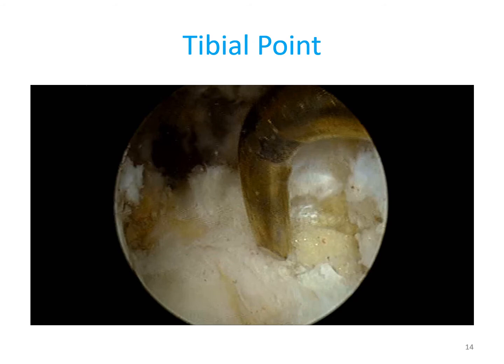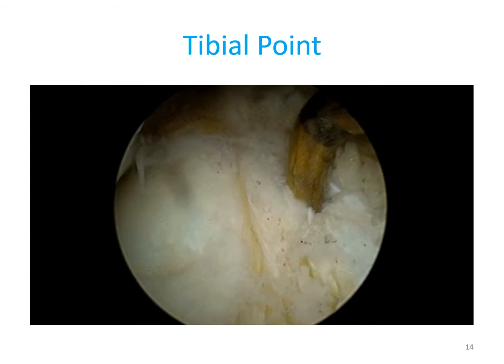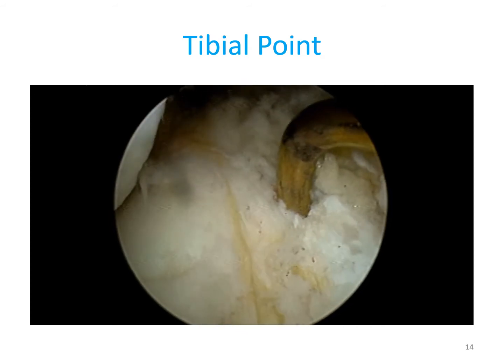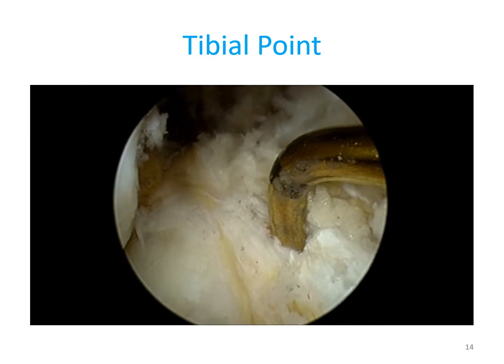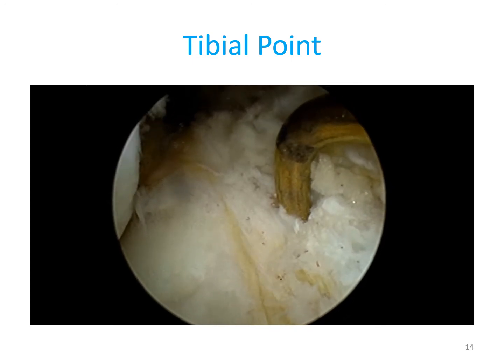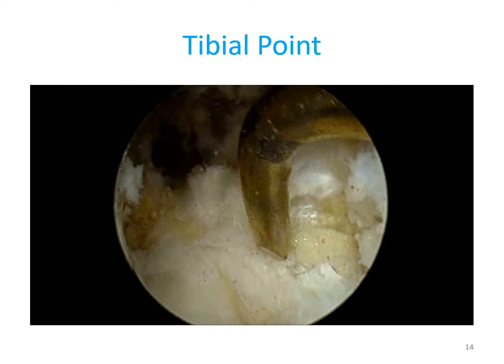So again, this is the posterior edge of the anterior horn of the lateral meniscus, and follow it to the medial tibial spine, be just lateral to it, and put your tibial ACL guide. This is exactly where you want to be.